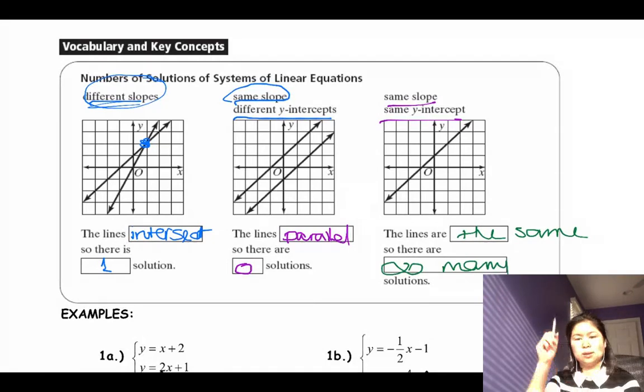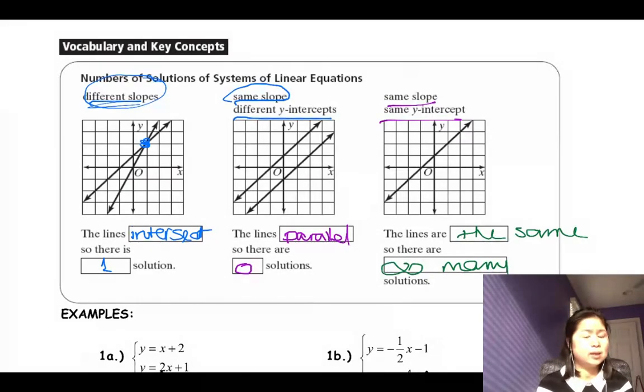Okay? It's like a sideways 8. So those are the only three scenarios. You're not going to have two solutions. You're not going to have three solutions. You can only have one, zero, or infinitely many solutions. So for today, if you look at the graph, how do we know? Well, if they touched each other once, that means one solution. If they don't touch, no solution. If they look like they are on top of each other as one line, that is many solutions.